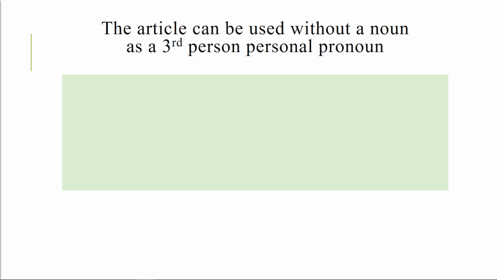The article also can be used without a noun to stand in for the third personal pronoun. So he, she, it, they. Sometimes they just get lazy and throw in the article.